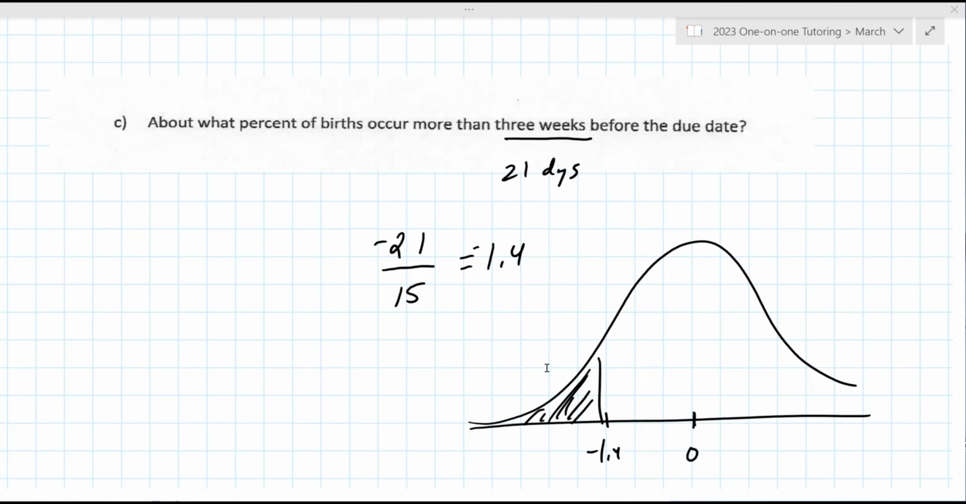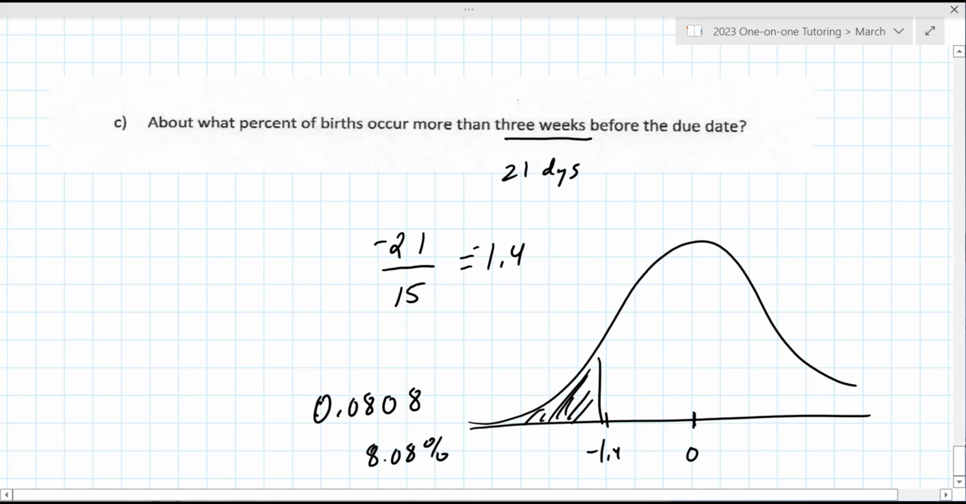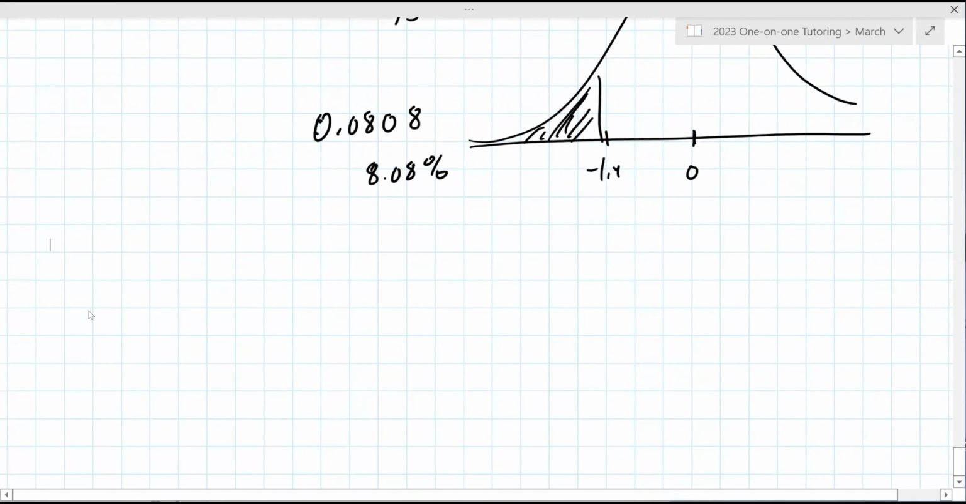Okay, and that ends up being 0.0808. So we'll say 8.08%. And by symmetry, D is the other side of that. It's 3 weeks late.